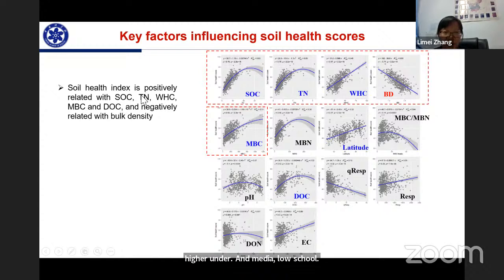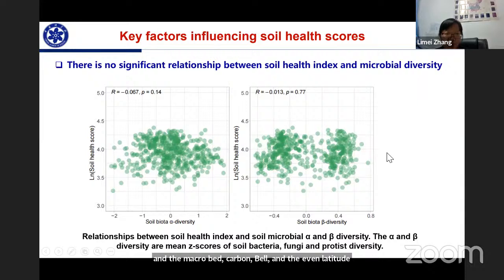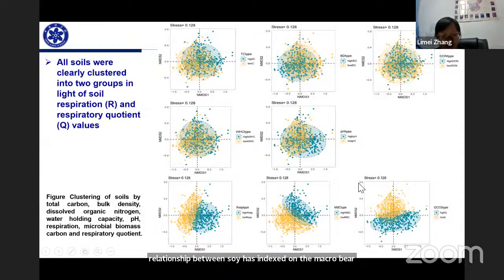And the soil health index score is positively related with organic carbon, total nitrogen, water holding capacity, microbial biomass carbon, and even latitude, but negatively with bulk density. But it's a pity we cannot find any significant relationship between soil health index and the microbial diversity, even alpha diversity and beta diversity. And we are very curious what's the difference between healthy soil and unhealthy soil.